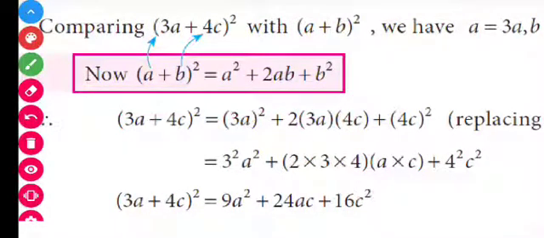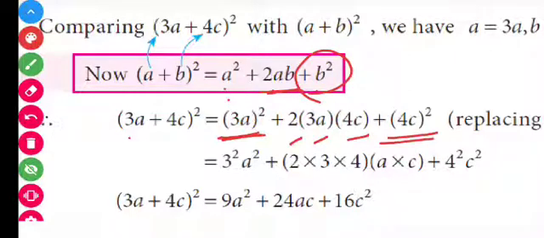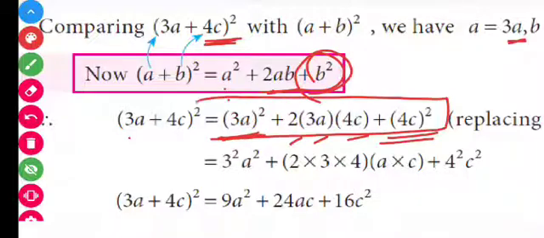So 3a plus 4c the whole square, a plus b whole square equal to a square plus 2ab plus b square. In the place of a square, 3a square. In the place of 2ab, 2 into 3a into 4c. In the place of b square, 4c square. Simple. You have to substitute the corresponding values of a and b in the entire equation. In the place of a you substitute 3a, in the place of b you substitute 4c. That's all, the entire equation becomes complete.